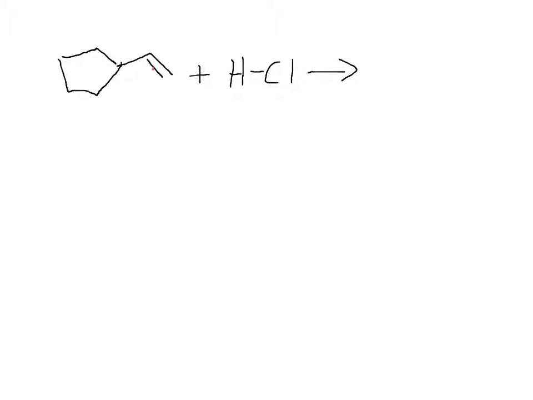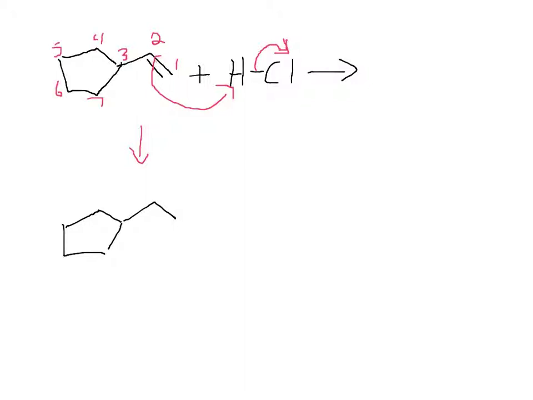The pi bond is the nucleophile. Forgot to number the carbons, as we should always do. Does our hydrogen always go on the most substituted carbon? I always like to think about what carbocation we should form. So if I number my carbons again, 1, 2, 3, 4, 5, 6, and 7.